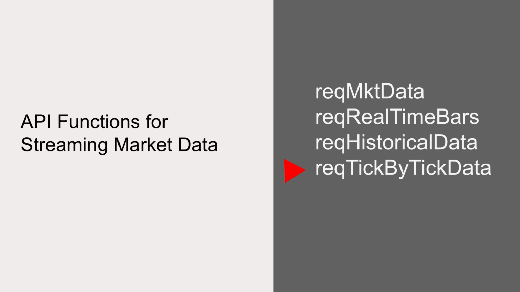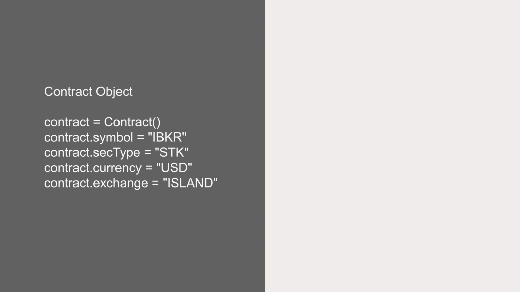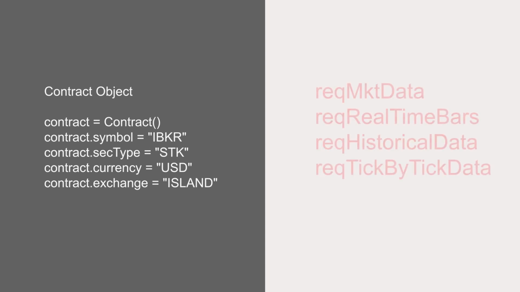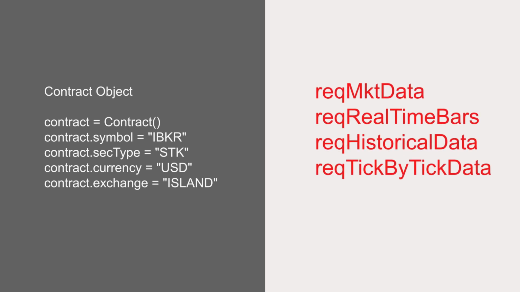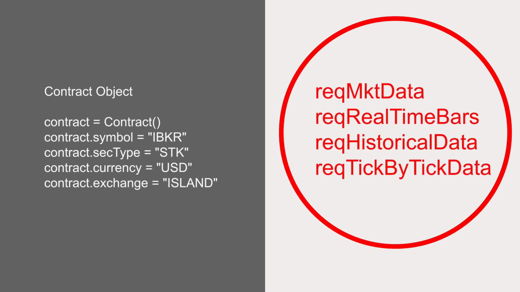In each case, the first step would be to define a unique contract object, and that object would then be passed into the corresponding function. So for every individual instrument that you'd like to receive data for, one of these functions would need to be called. Next we'll go into speaking more about reqMktData in particular, since that is the function most commonly used.